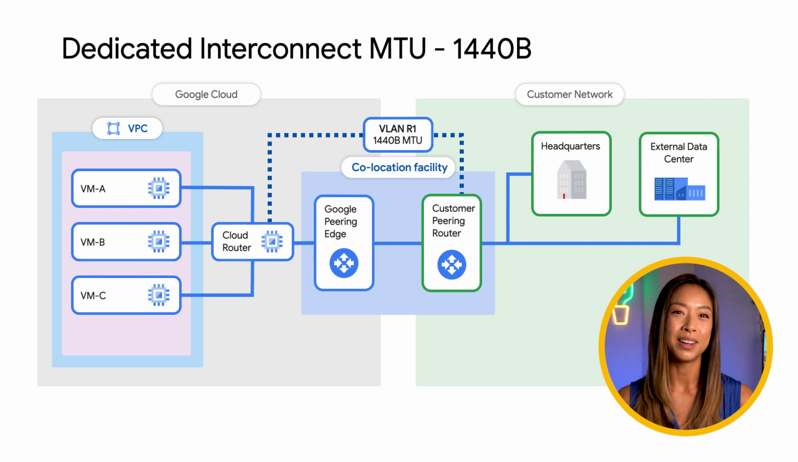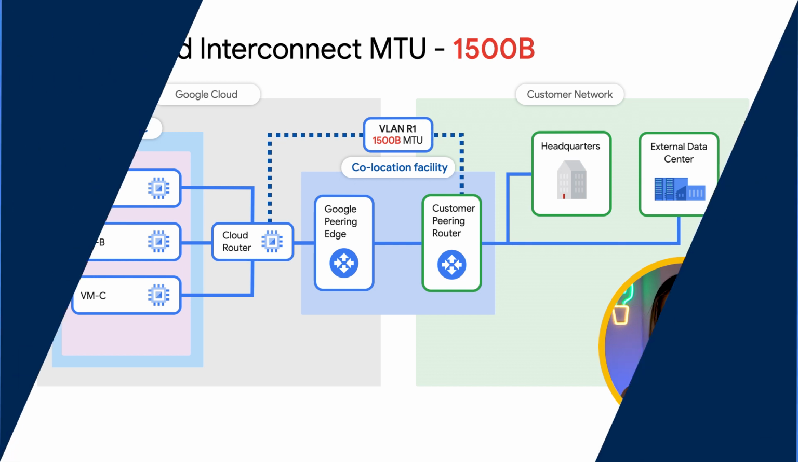Prior to this launch, Google Cloud Interconnect MTU was set to 1440 bytes. With this new launch, we now support end-to-end 1500 byte MTU support. Organizations can lift and shift or support hybrid workloads with strict MTU requirements. And that's what's new in networking for core infrastructure.